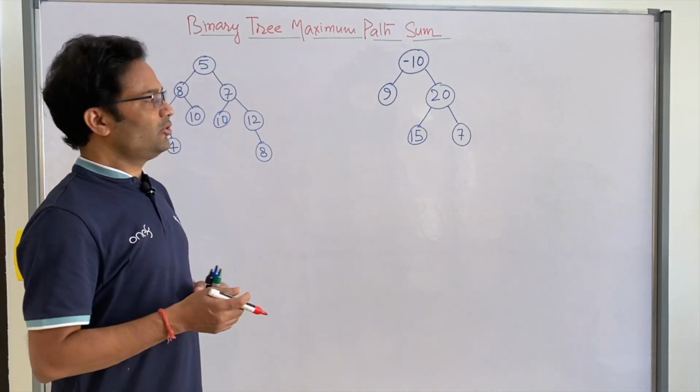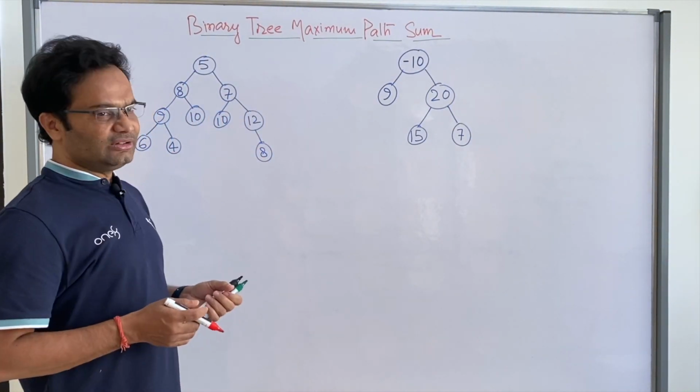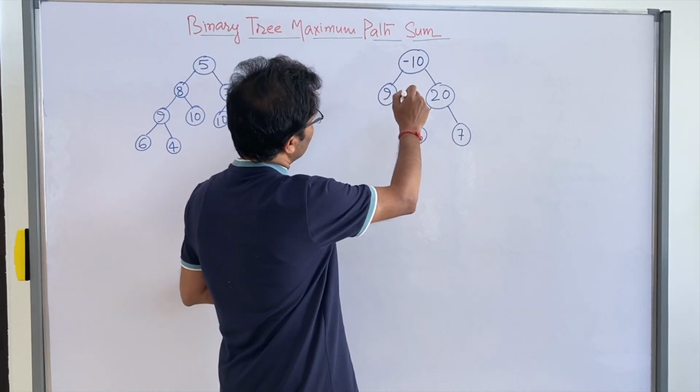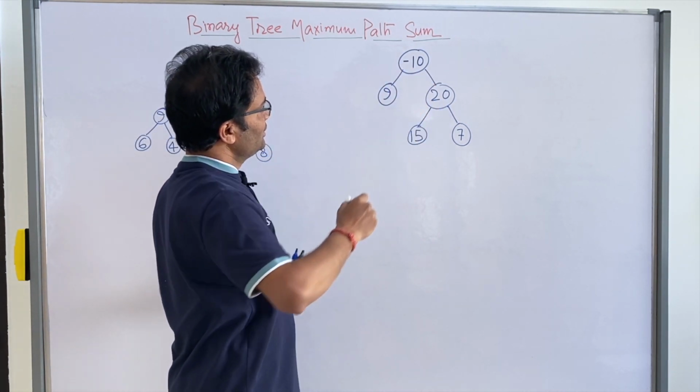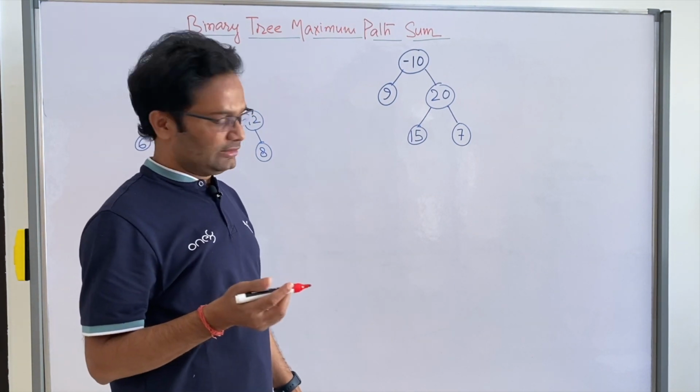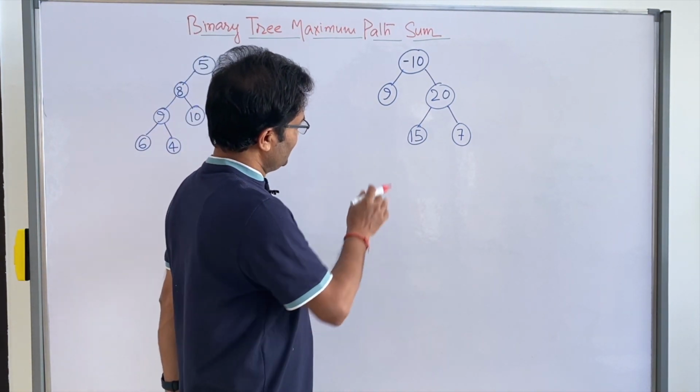So this is another problem on the binary tree. In this problem, what do you have to find out? You have to find out, if you traverse this tree, what is the maximum sum you can find from a given tree. Let me explain through this example.